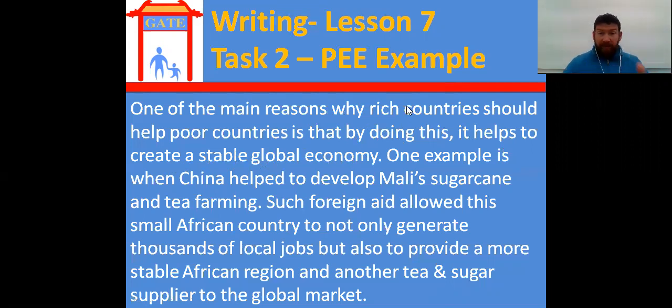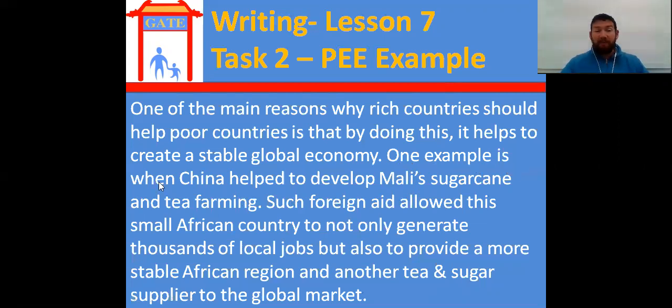I believe, based on this, you can see that in my introduction earlier, I would have had my position, which is rich countries should help poor countries. This is my main reason why. It helps create a stable global economy. That's my point. Then we have my example. Now, examples can be difficult. I'll talk about that in a second. But let's have a look at this one.